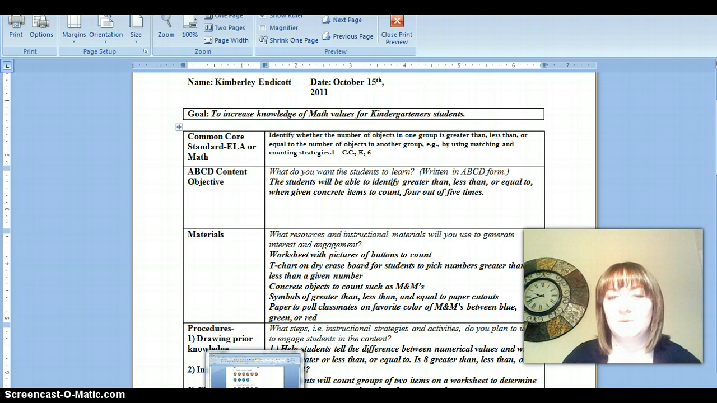Materials: I'm going to give them a worksheet with pictures of buttons to count, a T-chart drawn on a dry erase board for students to pick numbers greater than or equal to or less than a given number, concrete objects to count such as M&Ms, symbols of greater than, less than, or equal to cut out, and paper to poll classmates on the favorite color of M&Ms between red, blue, and green.